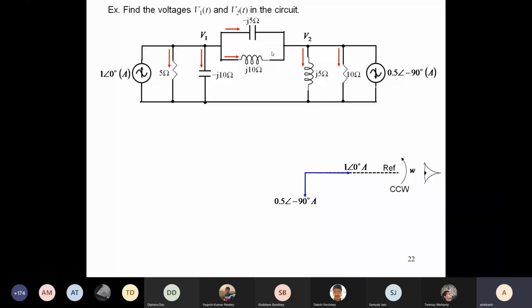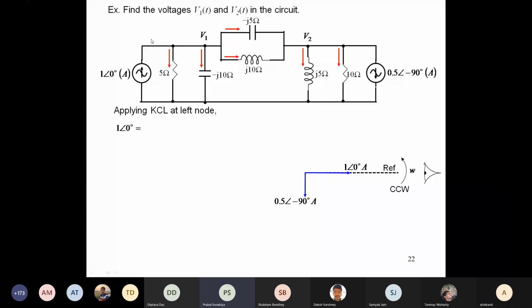So applying KCL at the left node, the current going in is 1 angle 0, and all the other currents are basically going out. So what will be your KCL? 1 angle 0, that is the incoming current going to the node, is equal to the sum of all the outgoing currents. So what is the first outgoing current?